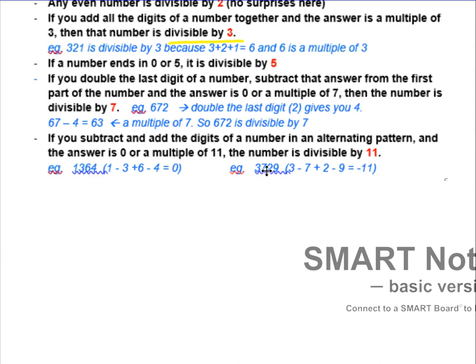3 minus 7 plus 2 minus 9. If there was more numbers, I would be continuing on with plus minus plus minus. 3 minus 7 is negative 4. Negative 4 plus 2 is negative 2. Negative 2 take away 9 is negative 11. Feel free to go over that again and look at the number line to make sense of it. Negative 11, even though it's negative, it's a multiple of 11. So this one is divisible by 11. Pretty weird, hey? So that might help when we're doing the factor trees on the next page.